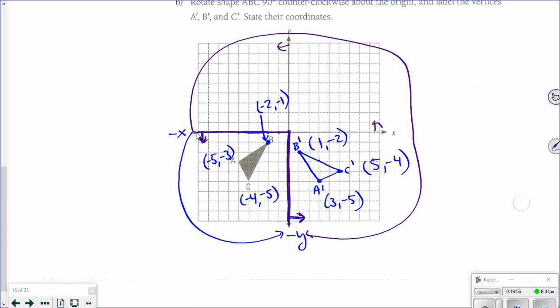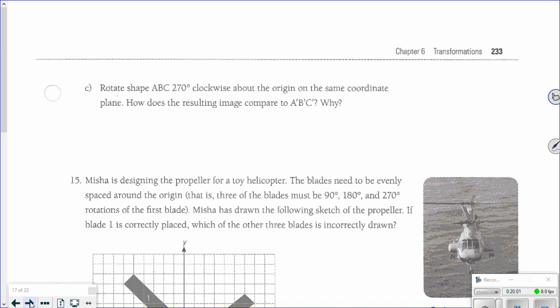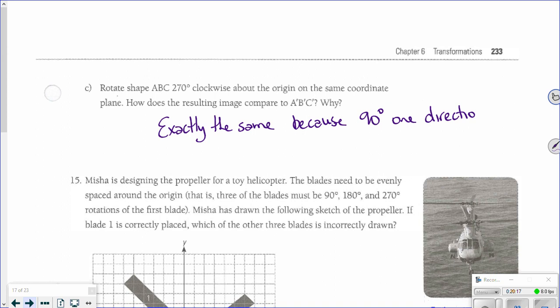And that's all this is trying to show you. Okay, it's exactly the same. And it's exactly the same because a 90-degree rotation in one direction is the same as a 270-degree rotation in the opposite direction.